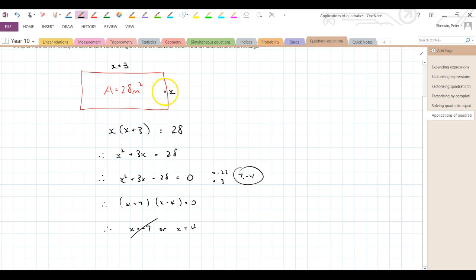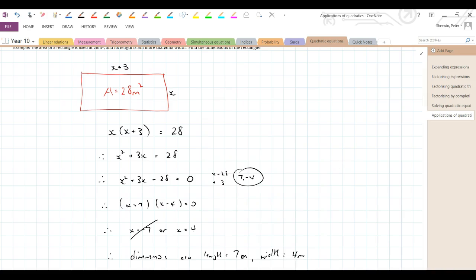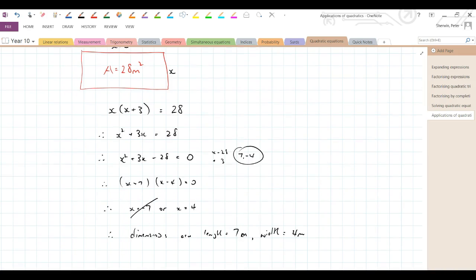4 plus 3 is 7, by 4. So therefore we can say the dimensions are: length equals 7, is it centimeters or meters? We're in meters, 7 meters, and width equals 4 meters. That gives us an area of 28, and where length is 3 more than width.